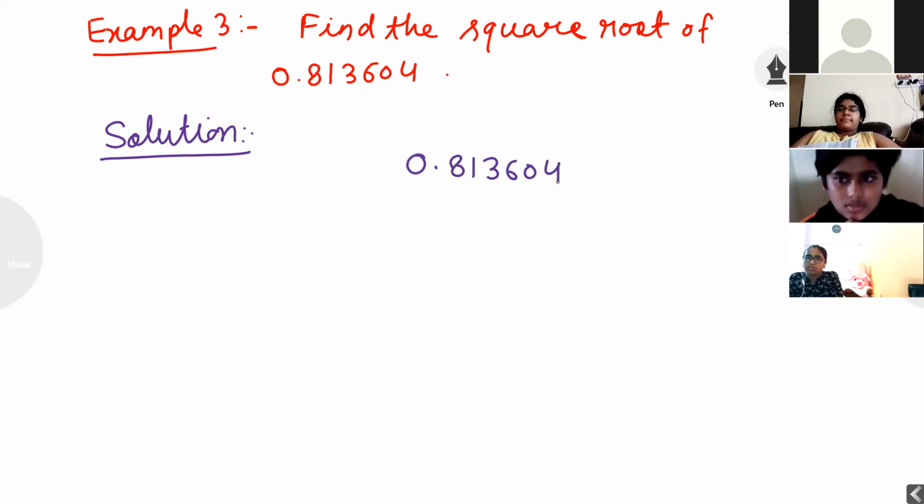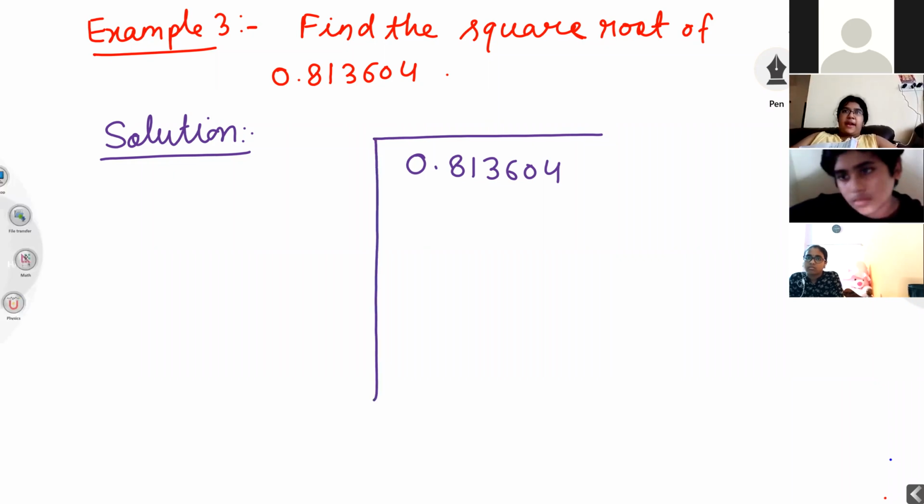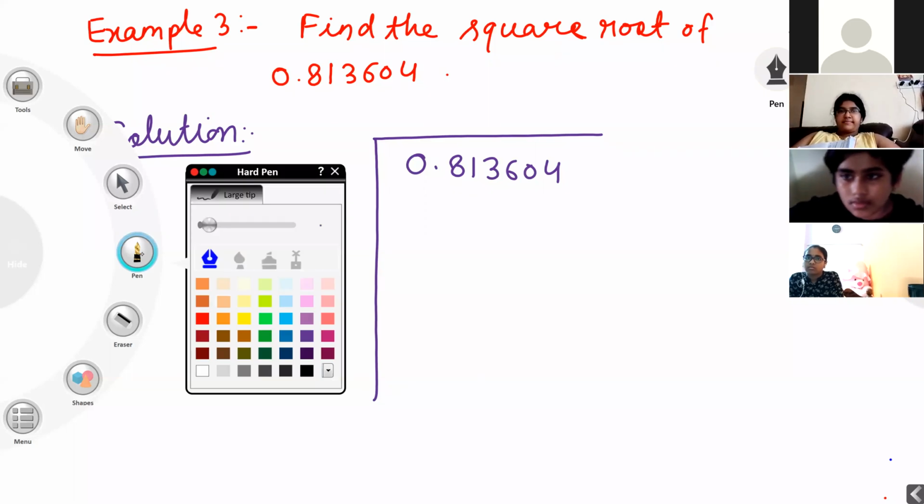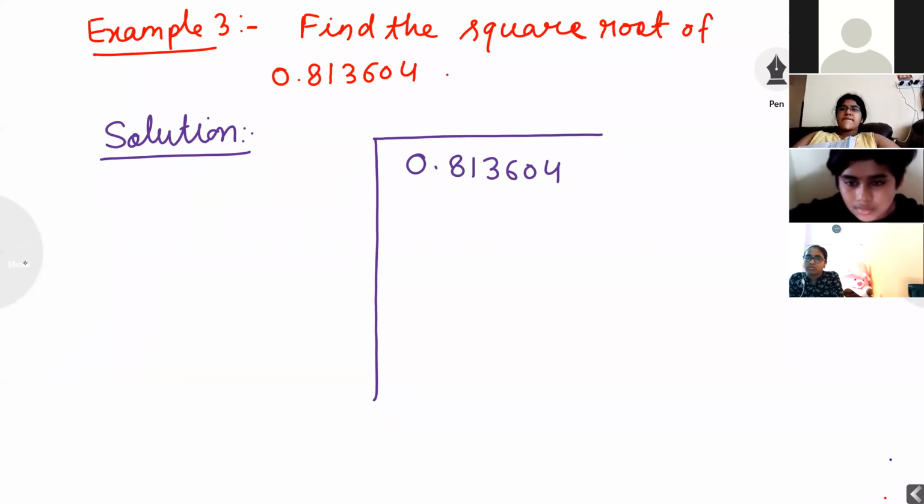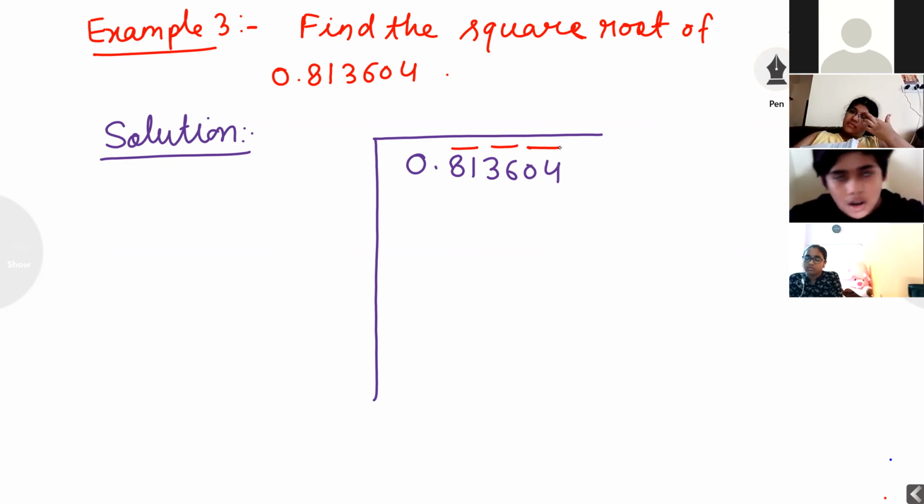0.813604. Don't write, students. In the previous question I explained, there was no decimal. Now in this question a decimal number is there. If a decimal number is there, I make pairs after the decimal. But if they have not given a decimal, we make pairs from the right side. If a decimal is there, we make pairs after the decimal point. One pair completed, then the second pair and the third pair. Got it?